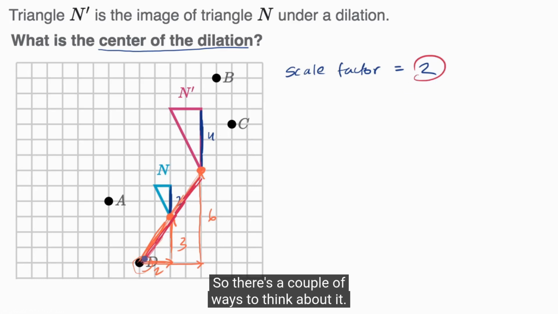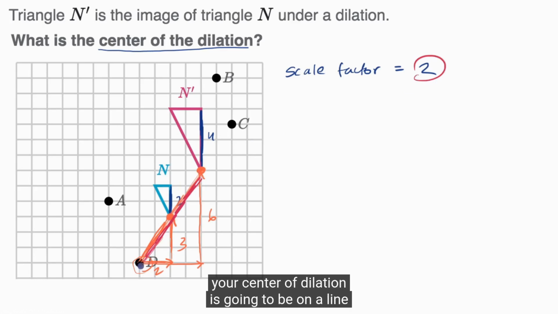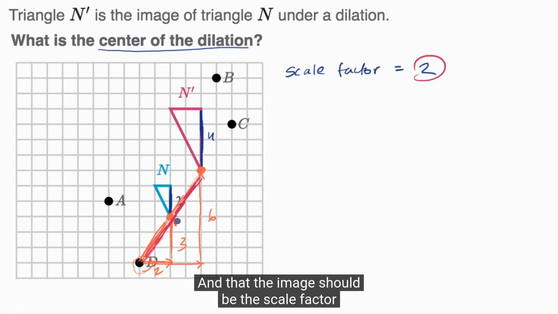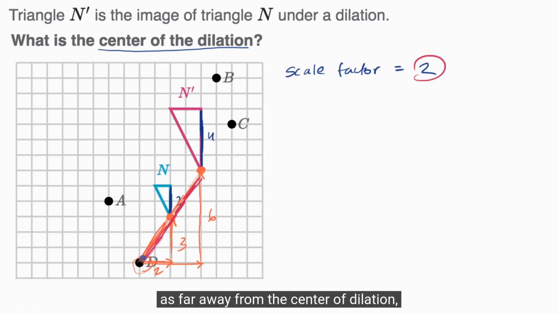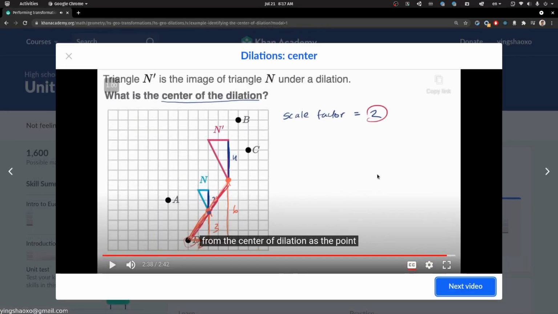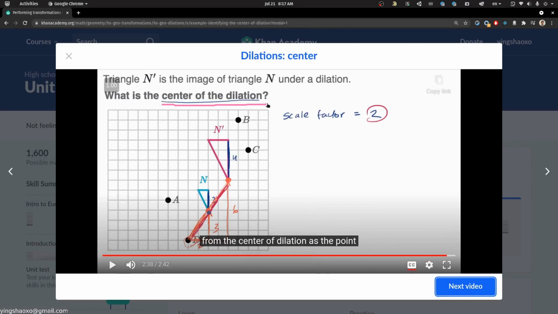So there's a couple of ways to think about it. One, if you connect corresponding points, your center of dilation is going to be on a line that connects those 2 points, and the image should be the scale factor as far away from the center of dilation. In this case, it should be twice as far from the center of dilation as the point that it is the image of dilation.